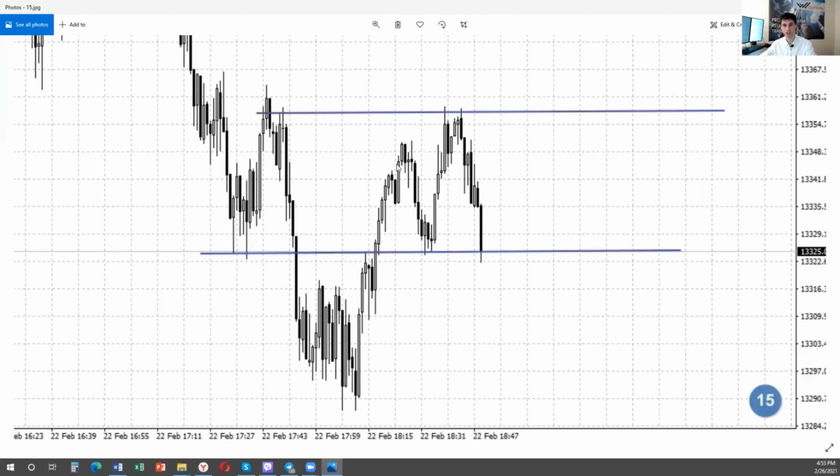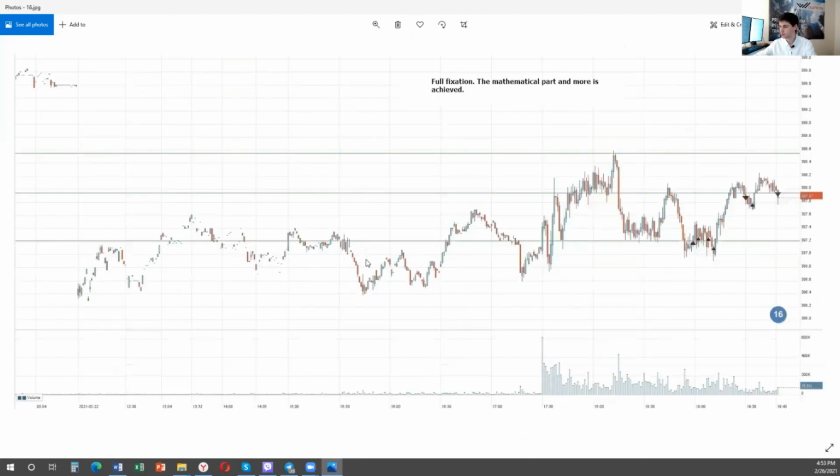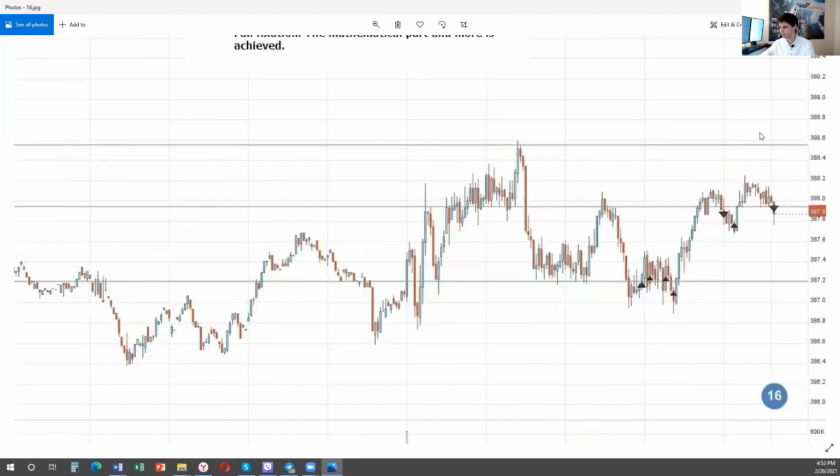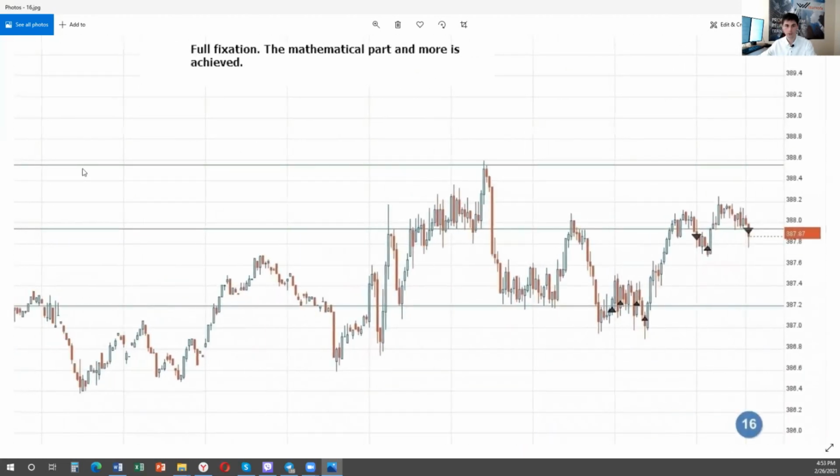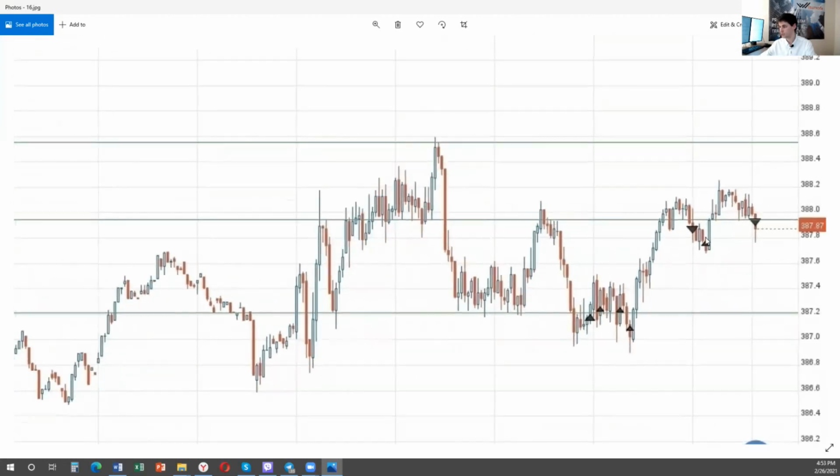It's a very dangerous situation. So, full fixation, the mathematical part, and more is achieved. Entry points, fixation, add into position, and full fixation.